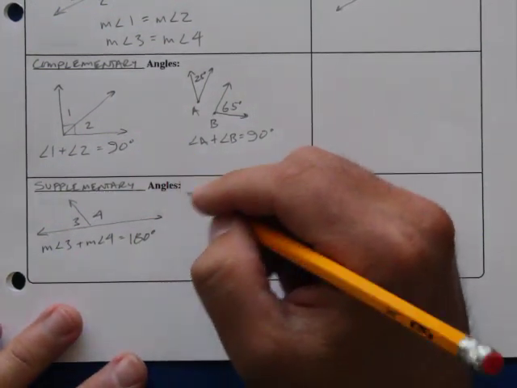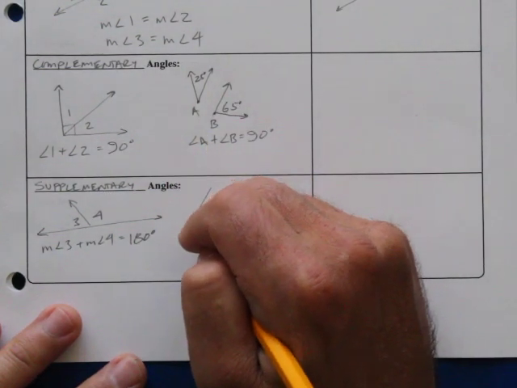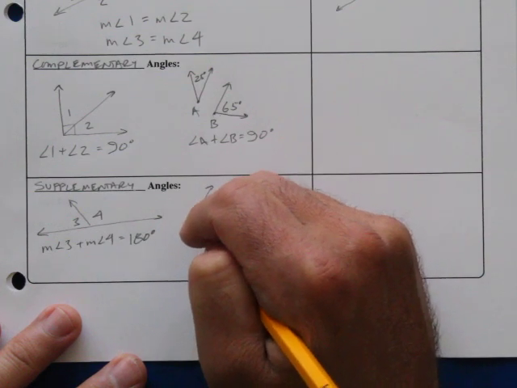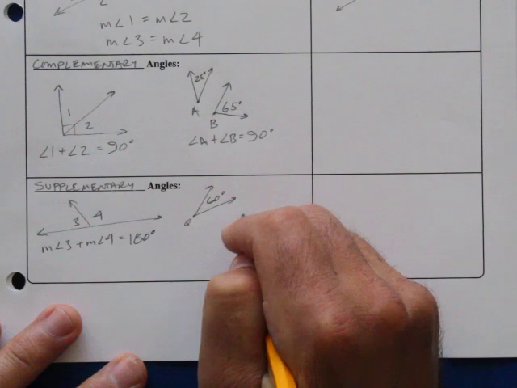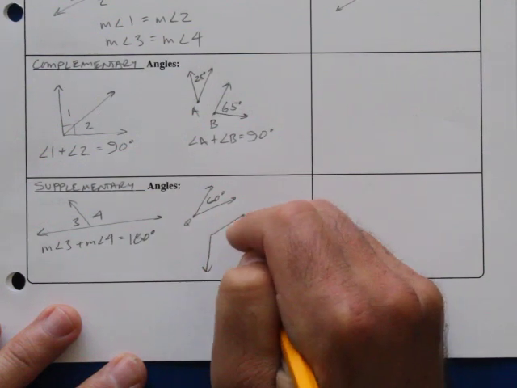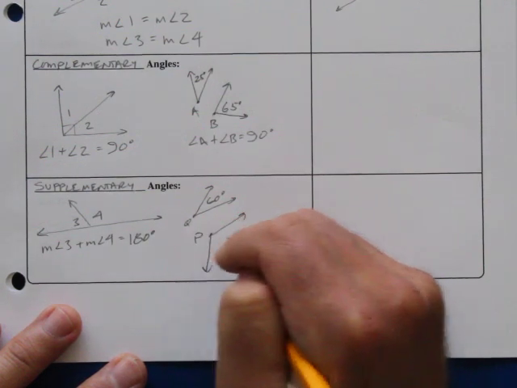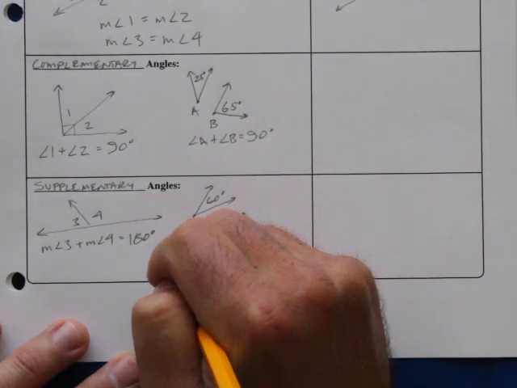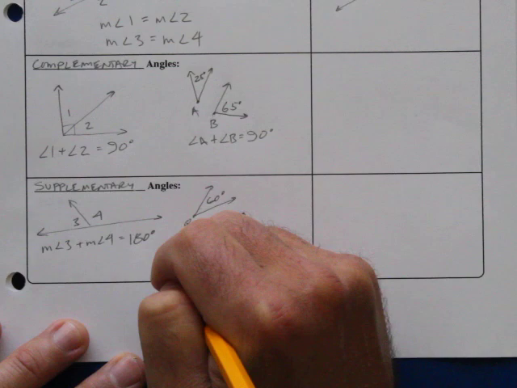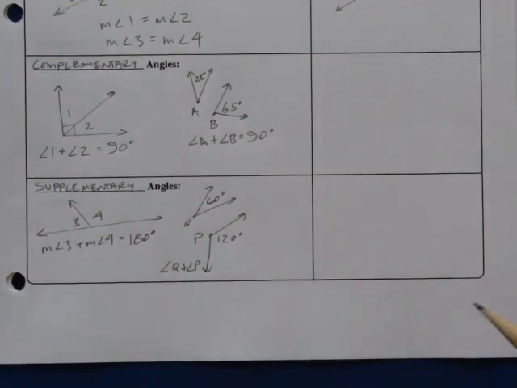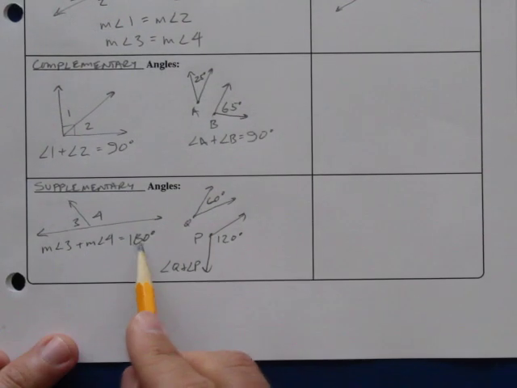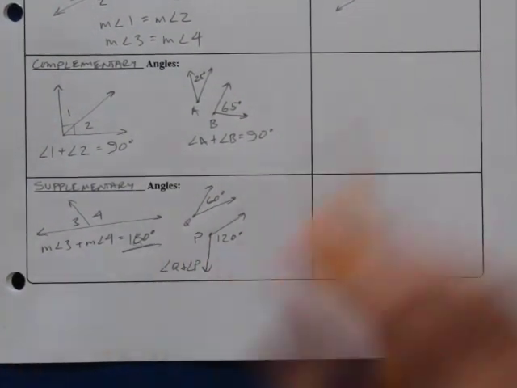But you could also have a 60 degree angle, angle Q, and a 120 degree angle, angle P, and angle Q and angle P, they're supplementary. They're not a linear pair, but they add together to be 180 degrees, so they're supplementary.